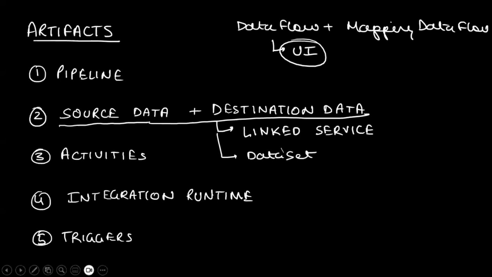All right. Now you don't have to worry about all of these terms. They're all very simple to understand, right? Pipeline is a combination of linked service, data set, activities, integration runtime, and trigger. So this pipeline is nothing but a sum of everything else that you see. All right, so now let's break this down. Let's start one by one.